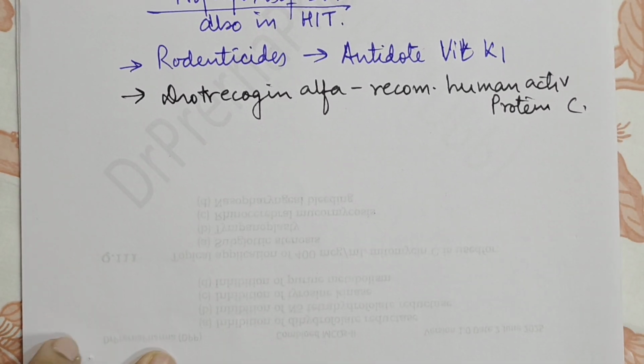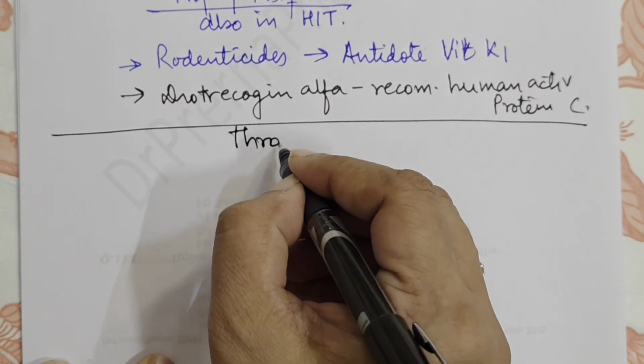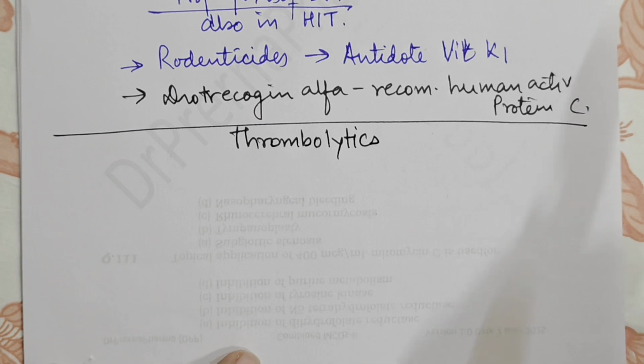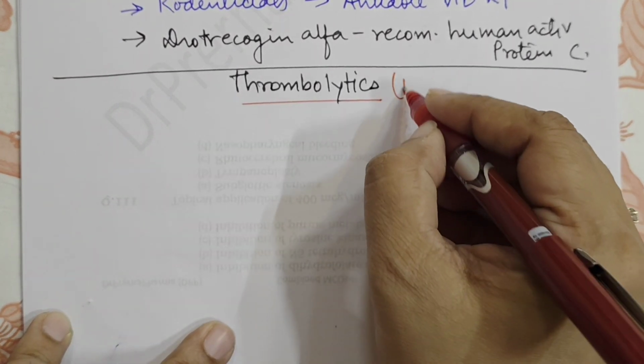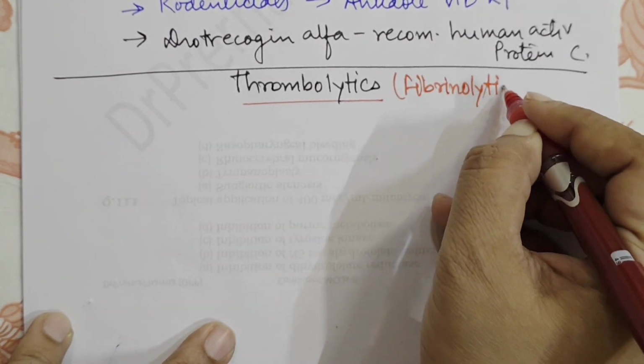Then the next thing that we have to take up is thrombolytics, right? So what is the mechanism of action of thrombolytics? Thrombolytics are also called fibrinolytics. As the name itself suggests, they basically lyse the fibrin.